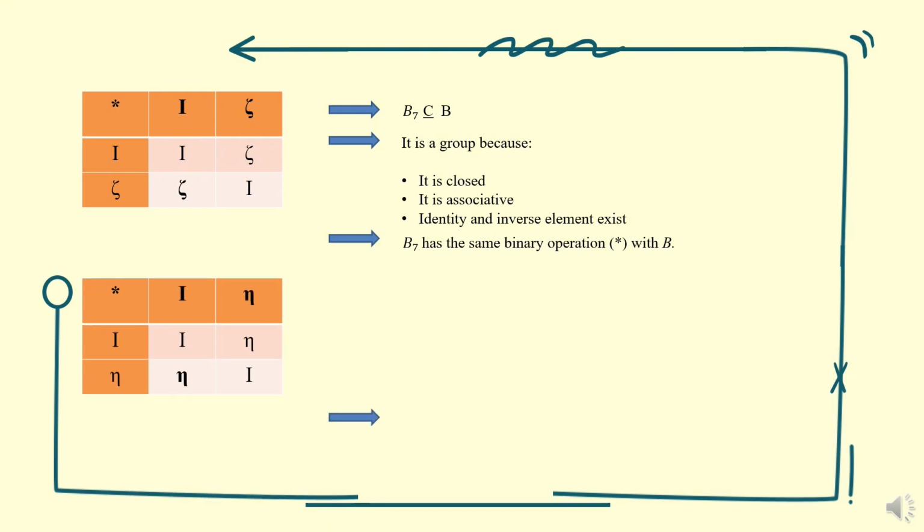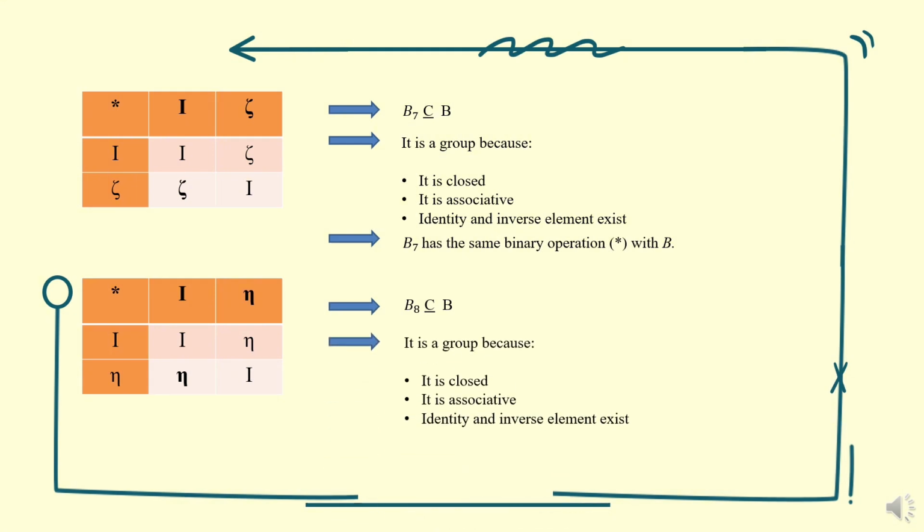So next one, the set of Roman numeral I and zeta. Oh, not zeta, it's eta. Eta. So B sub 8 is a proper subgroup of B. Yes, because table B contains eta and Roman numeral I.